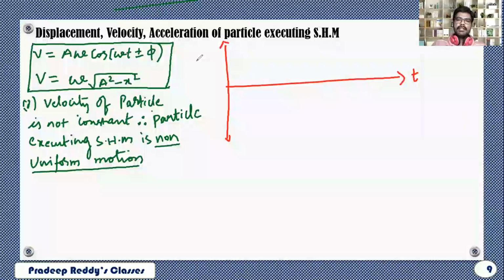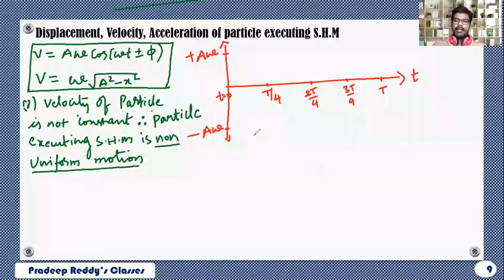Maximum velocity is plus a omega. Minimum velocity is minus a omega. At mean position, that means at time t is equal to 0. This is t is equal to 0 and this is T by 4. It is 2T by 4 and this is 3T by 4 and this is capital T.